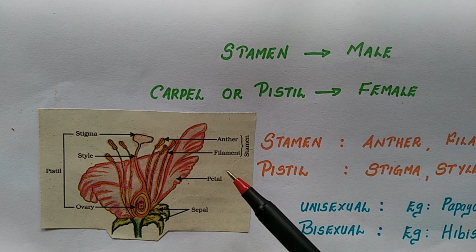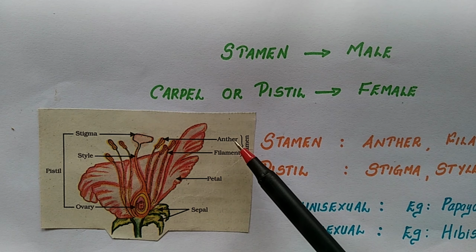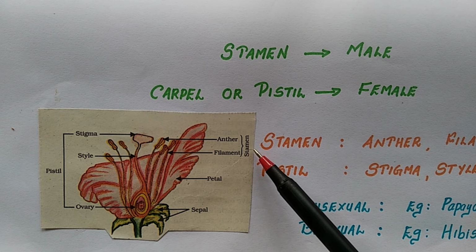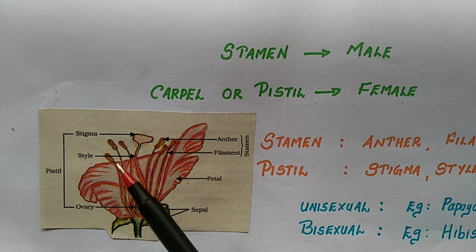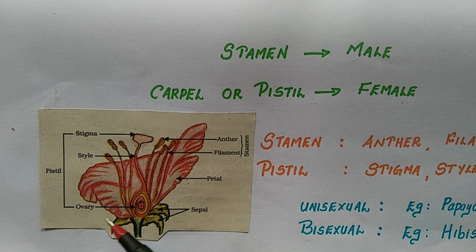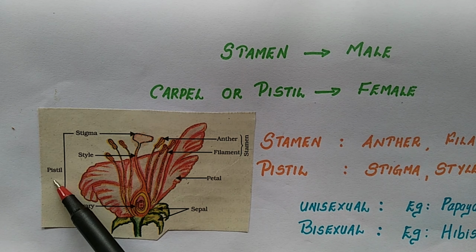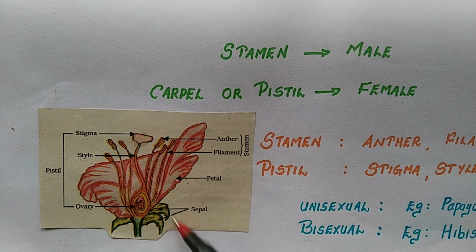Now look here, you can see the diagram of a bisexual flower. As I have already told you, hibiscus is an example for a bisexual flower. So this is the flower of hibiscus. Now see here, anther and filament. Anther and filament form the male part of the flower, together called stamen, or the androecium of the flower. The female part of the flower consists of stigma, style, ovary and ovule. Together these parts form the pistil or carpel, or we can say the female part of the flower, otherwise called gynoecium. For the process of fertilization, both these parts are equally important.